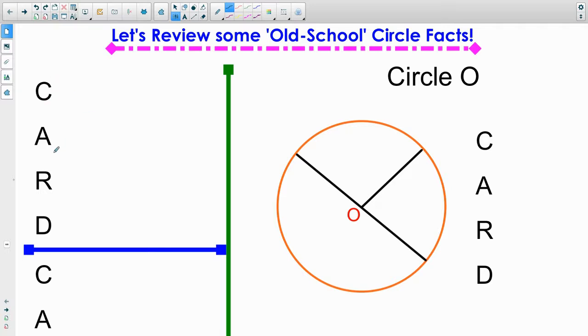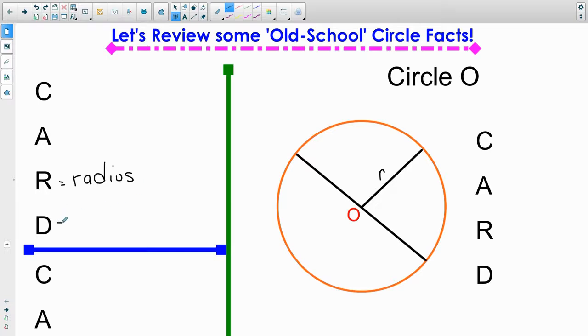So some of you might remember learning about CARD. CARD was just an acronym that helped us remember four important elements of circles, and that if you know any one of them, you should know all of them. I'm going to start with the smallest thing here, the R. The R stands for the radius. And we all know that the radius is the distance from the center of the circle to any point on the circle. I'm going to put a little r here, and that's your radius right there.